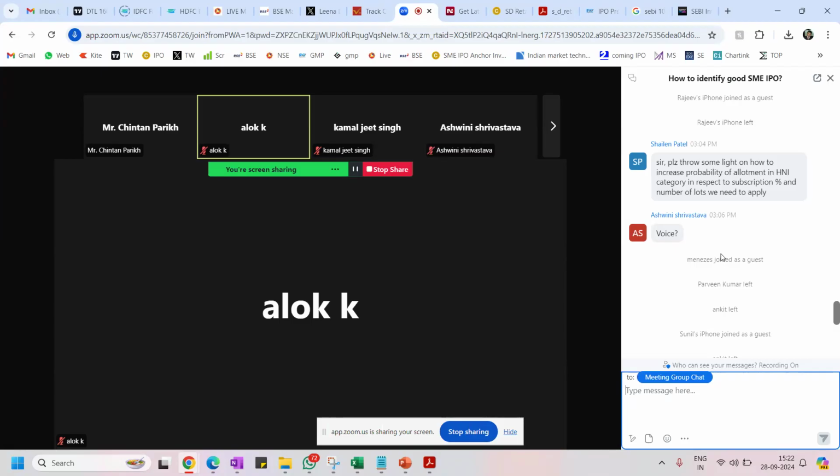In such cases, you can have two applications: one under the shareholder quota, which is not more than 13 lots, and another application, which could be a retail or an HNI application. This is how you can increase the chances of allotment. There is no other jugaad which is possible, unfortunately.